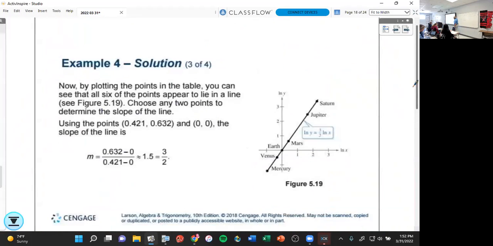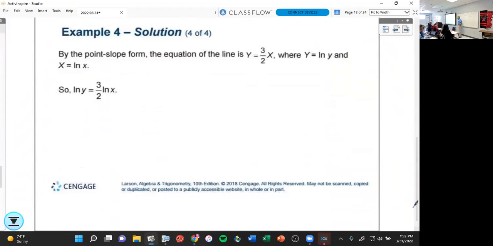Okay, so we came up with an equation that could be used to represent the distance from the sun that each of the first 6 planets are. Yay. So you're excited to get to work on your homework. Excellent.